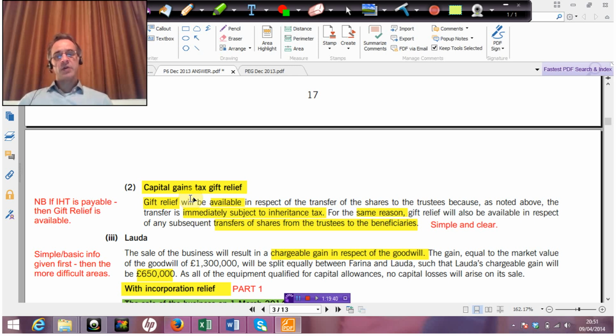So do make a note in your notes about this gift relief area, particularly when you have a transaction that attracts IHT as well as CGT. Basically, the fact that IHT is payable makes the gift relief claim okay.